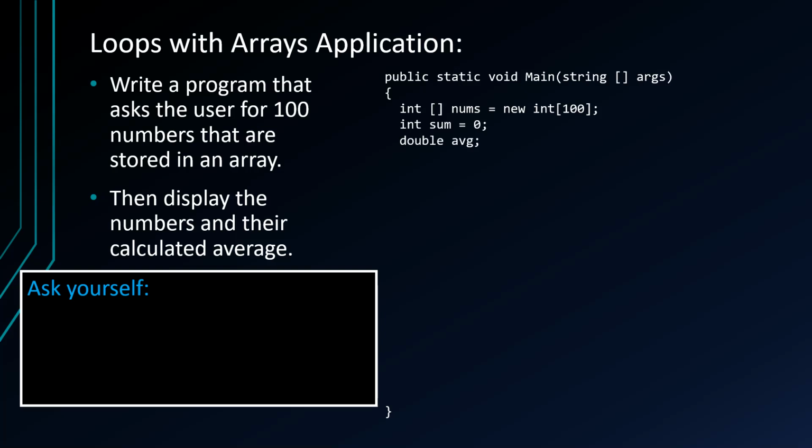Now, that's fine. That means we're going to need a sum variable in order to add up all the numbers, and then we're going to need a variable to store the average.